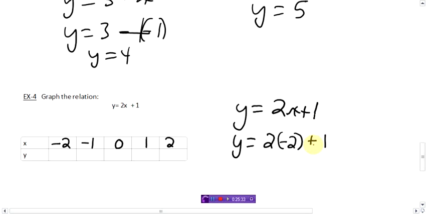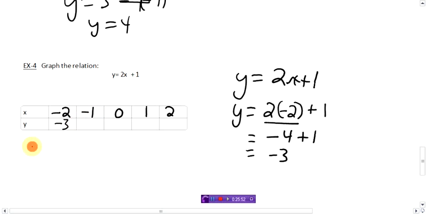Do it my way. Now, when you have this, please BEDMAS. Multiplying, you do this first. 2 times negative 2 is negative 4 plus 1. Negative 4 plus 1 is negative 3. So that is negative 3.